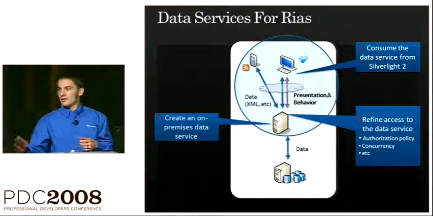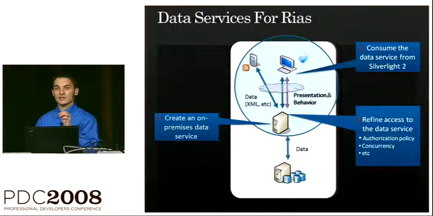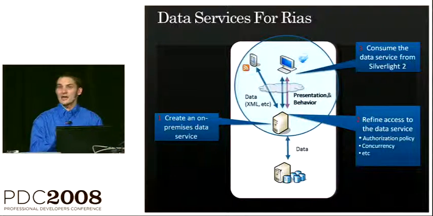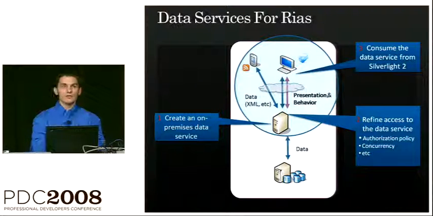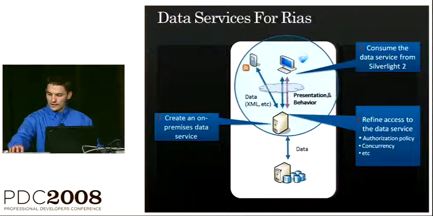So last step, finally, we're going to consume this service from Silverlight. And we're going to see how we can make use of the fact that there's a uniform interface being exposed by this data service from Silverlight. So let's go build the Silverlight app that's going to consume this service. So flip back into our code.